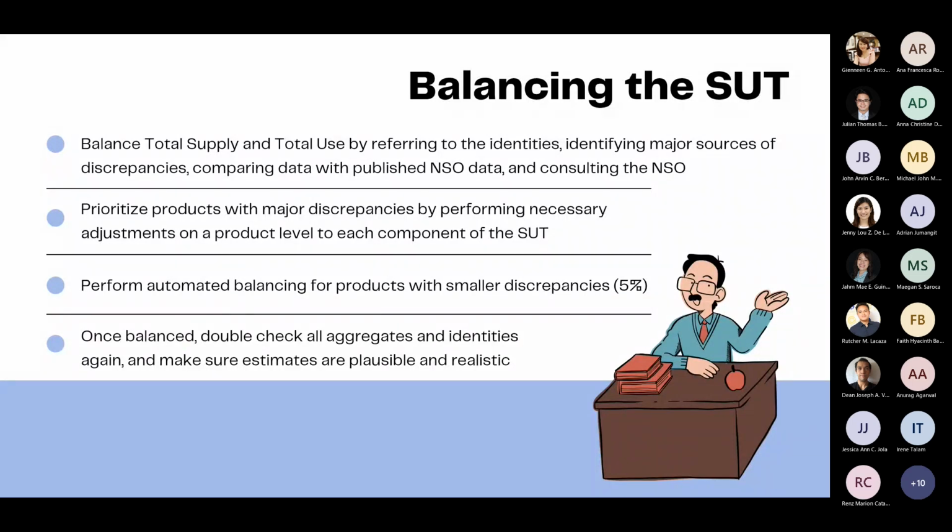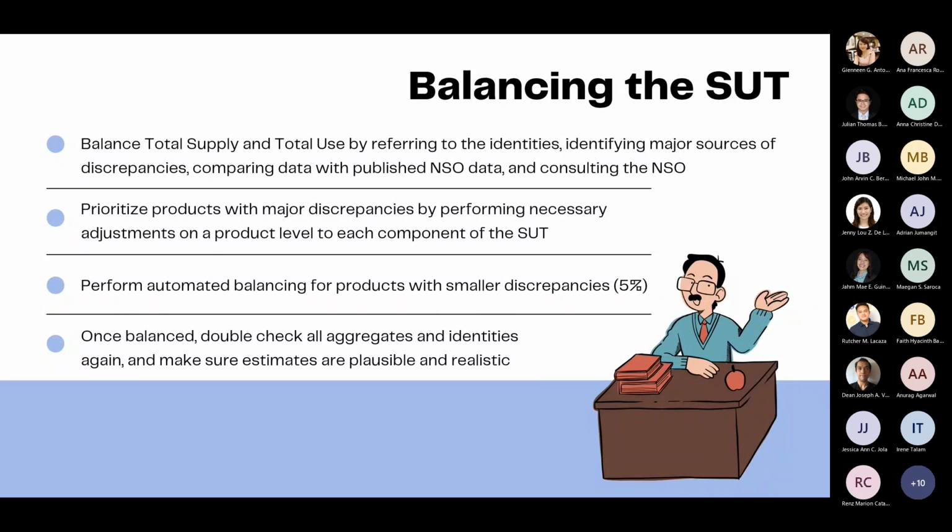And see if you can review each component of the supply and use table for those products with major discrepancies. Check also for the possibility of offsetting discrepancies of similar products. So for example, there are construction materials such as metals, locks, hinges, etc. that may be similar in nature or in material, where perhaps there is more supply over use. So you can offset them with similar materials with use greater than supply.